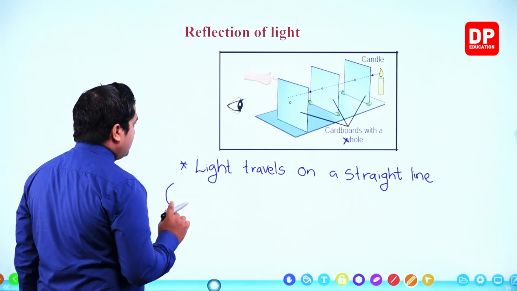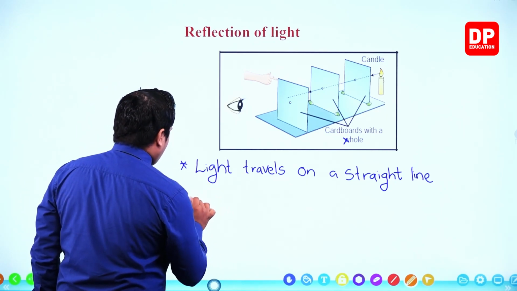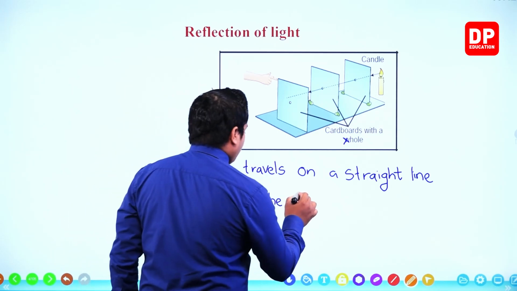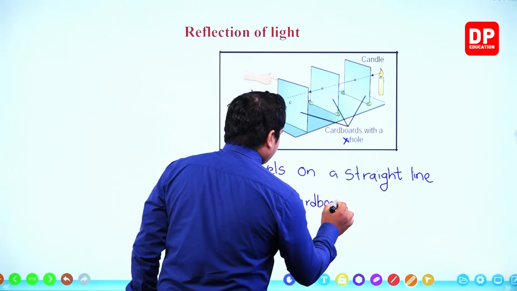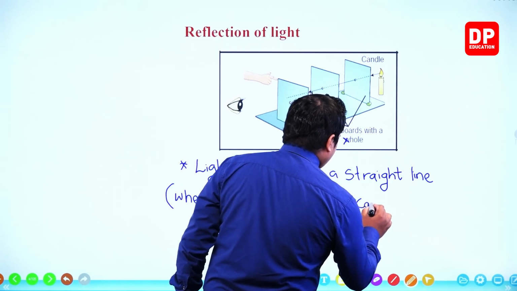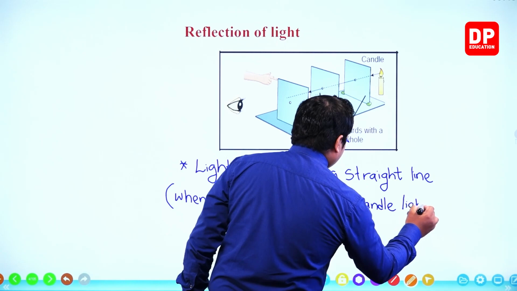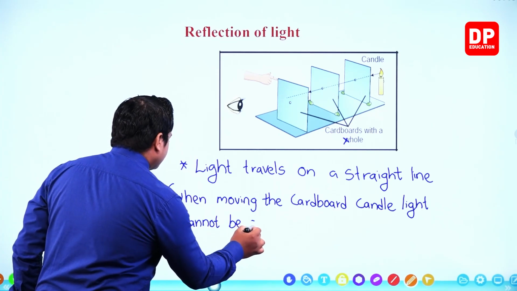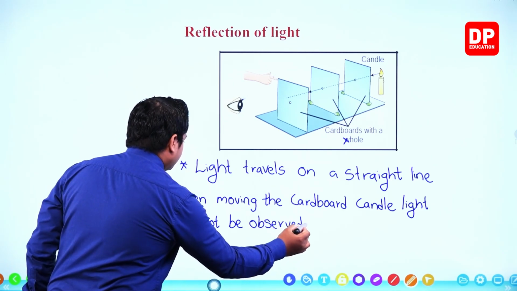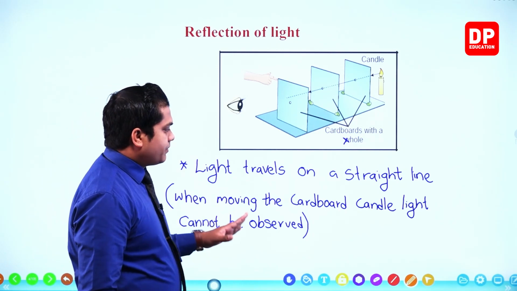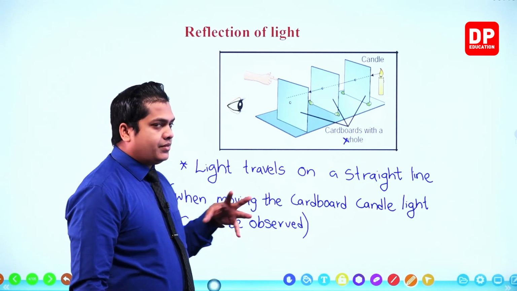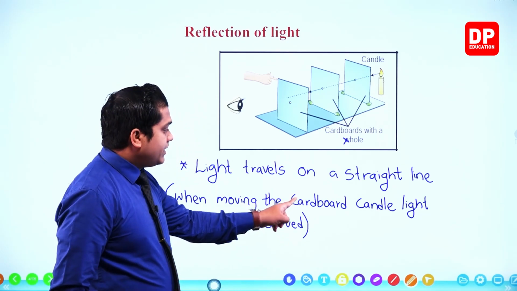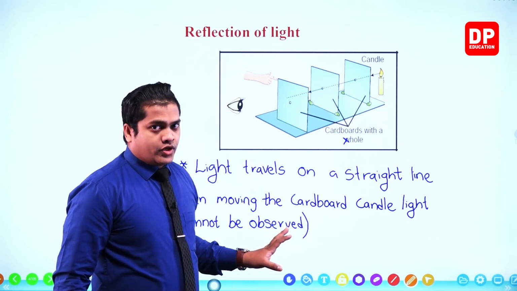I'll write the observation as well for your convenience. So when moving the cardboard, candlelight cannot be observed. Right? This is our observation. When moving the cardboard, candlelight cannot be observed because the light is going to travel on a straight line. So this is the final conclusion that we can take. Within brackets, my dear children, I have included the observation as well. Okay, right then.